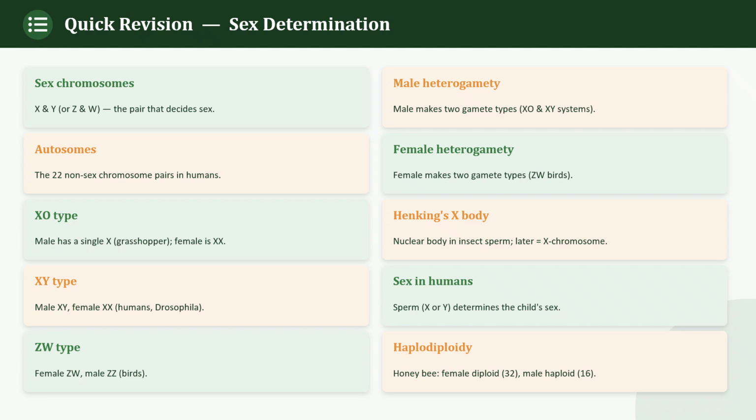ZW type: female is ZW, male is ZZ, as in birds. Male heterogamety: male produces two kinds of gametes, X and Y, or X and O. Female heterogamety: female produces two kinds of gametes, Z and W. And haplodiploidy is the honeybee system where females are diploid and males are haploid.